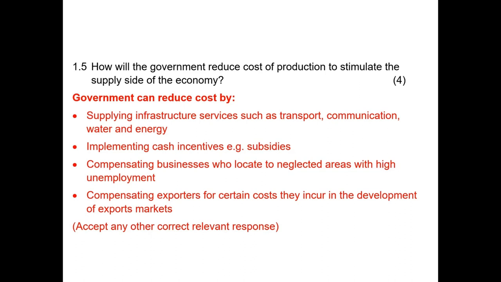And look at the mark allocation, guys, that is for 4 marks. So that means that you have to supply 2 facts or 2 explanatory sentences to earn yourself those 4 marks. So it would need to be full sentences, not just one word replies. Okay? So government can reduce costs by, let's look at what we have up on the screen, supplying infrastructure services such as transport, communication, water, and energy. These are services provided by government in terms of infrastructure that businesses need in the production process.